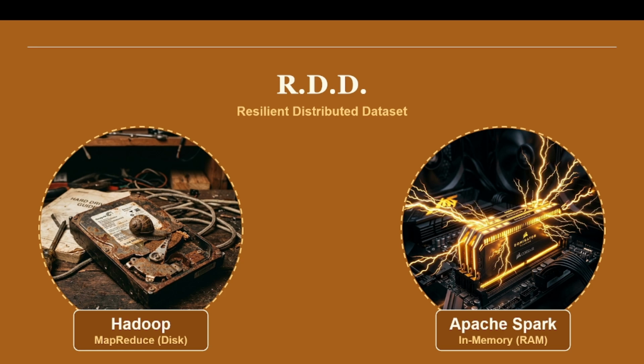Welcome back. Alright, so now we're at Apache Spark. And if you recall from previous videos, MapReduce's fatal flaw was that it read and wrote to a physical spinning hard disk constantly. Spark fixes this by doing its heavy lifting in RAM, your computer's short-term, lightning-fast memory. And the core data structure that makes this possible is called the RDD. RDD stands for Resilient Distributed Dataset.